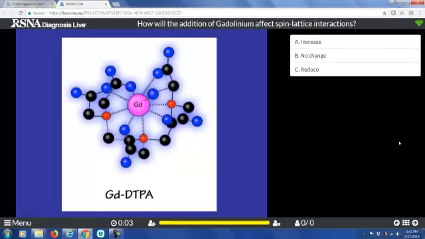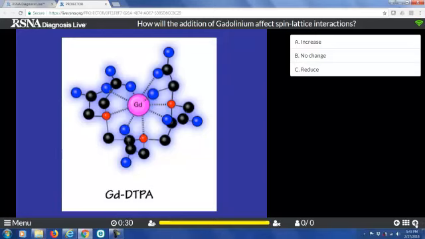How will the addition of gadolinium affect spin lattice interactions? The point about gadolinium is it's got a number of unpaired electrons. Each electron has a very powerful magnetic field. So when you put this into a patient, and it interacts with adjacent spins, will the spin lattice interactions increase, not change, or be reduced?